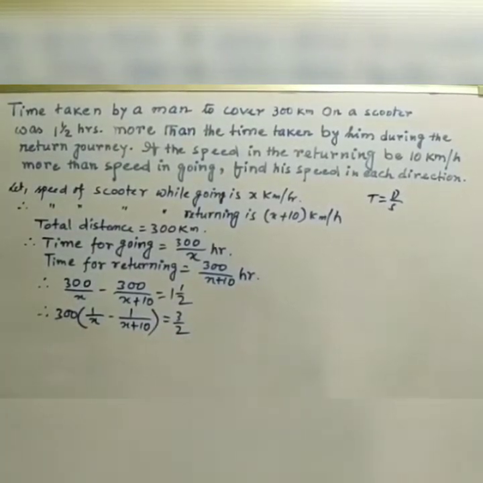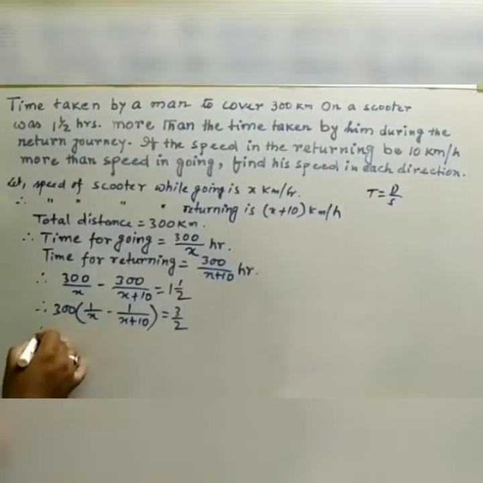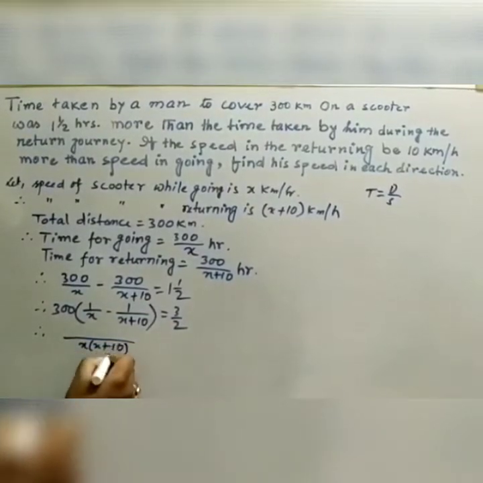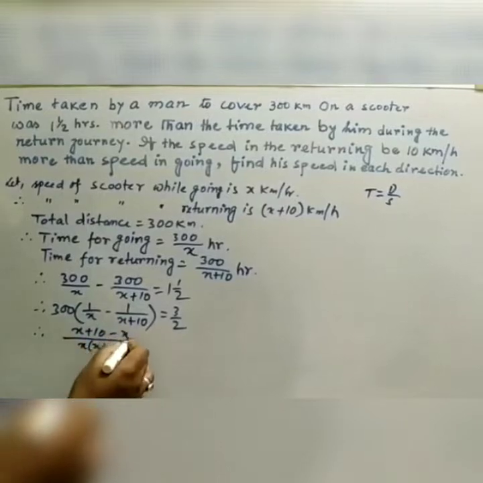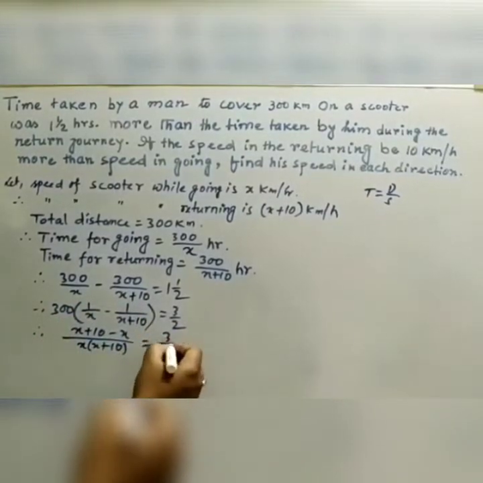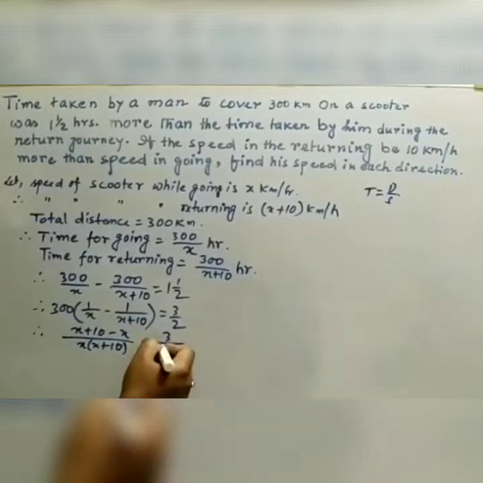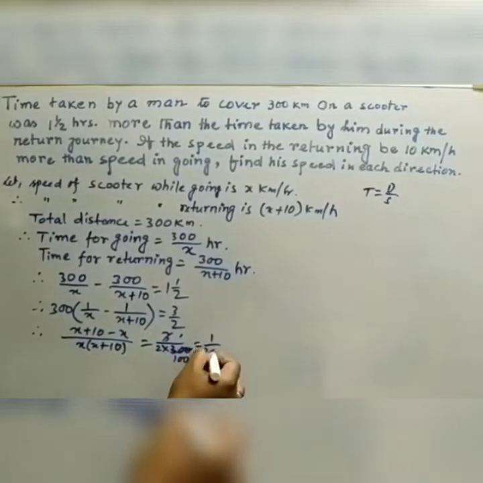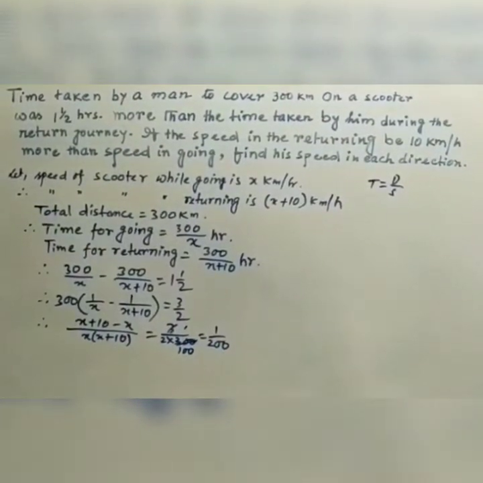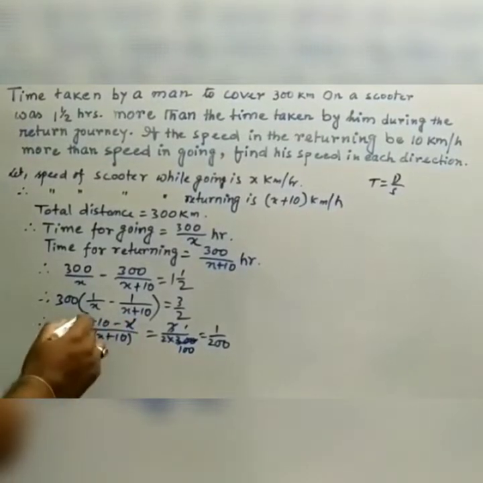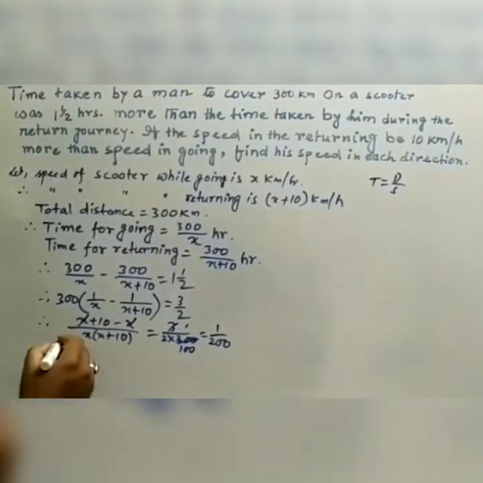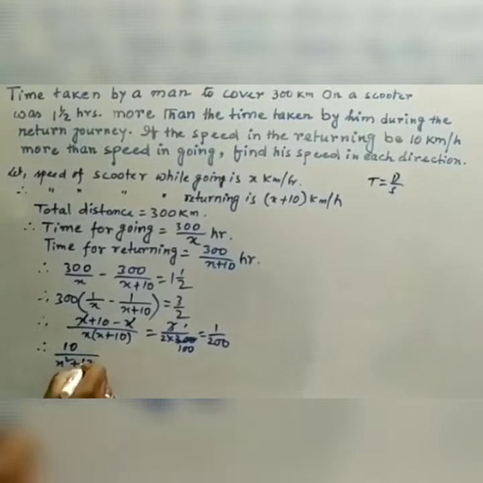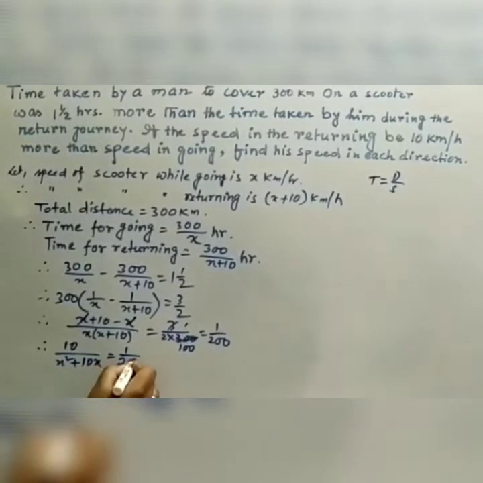Okay, now inside the bracket it will be LCM, and this 300 will go to the right side, so it will become x into x plus 10, and this will become x plus 10 minus x, and this 3 will be there, 3 by 2 into 300. By cancellation, this 1 and this cut by 100, so it will become 1 by 200. Okay, and here x and x is cancelled out, so it remains 10 by x square plus 10x equals to 1 by 200.